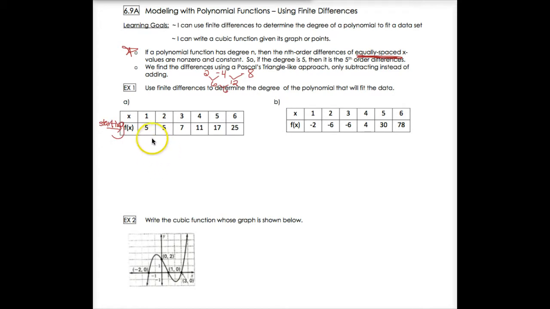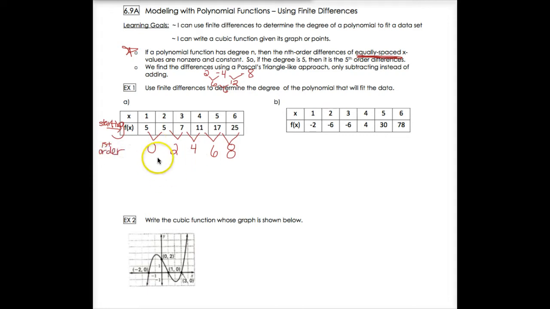So that means that the first order differences are what I get when I find all of these differences here. So the difference between 5 and 5 is 0. There is no difference between them, they're the same. The difference between 5 and 7 is 2 units. Between 7 and 11 would be 4. Between 11 and 17 is 6. And between 17 and 25, that difference is 8. So these are the first order differences.